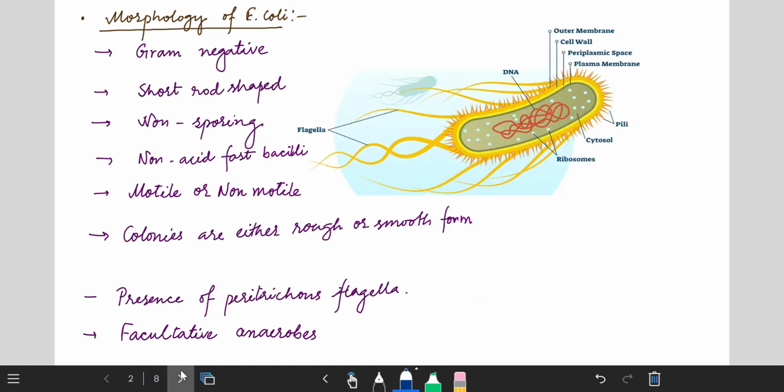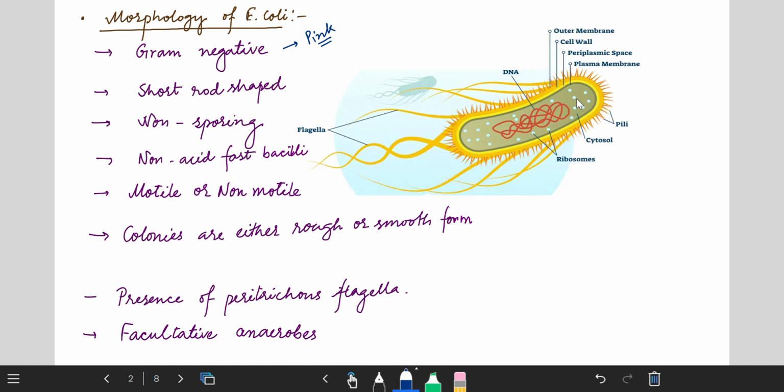Okay. Now what is the morphology of E. coli? E. coli is gram negative. It means it shows pink color during gram staining. Short rod shaped, which consists of two parts. First one is the cylindrical part, second one is the two cap part. Okay, and non-sporing means not producing spores. Non-acid fast bacilli, motile and non-motile.